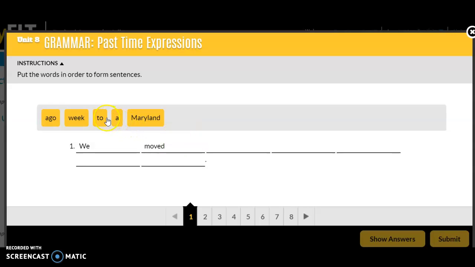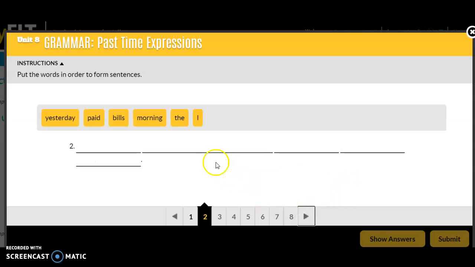moved to Maryland, and now I'm going to have my time expression, a week ago. I could also say a week ago we moved to Maryland. Next. Okay, take a moment, do this one.